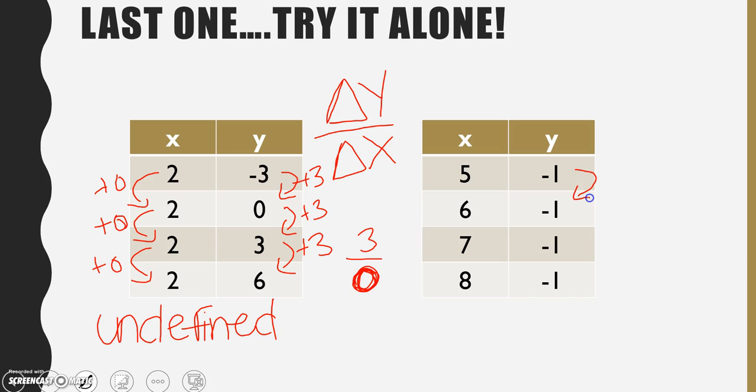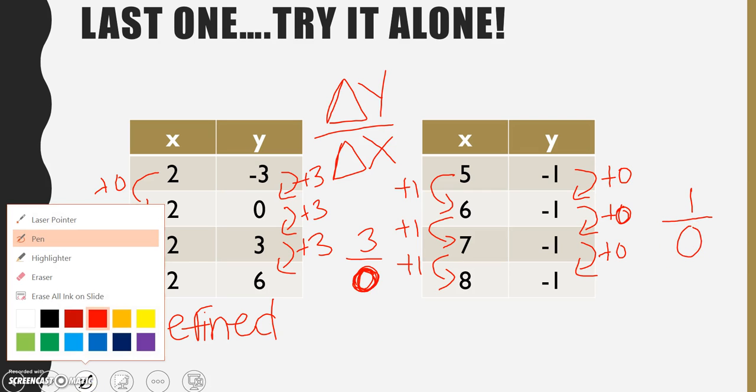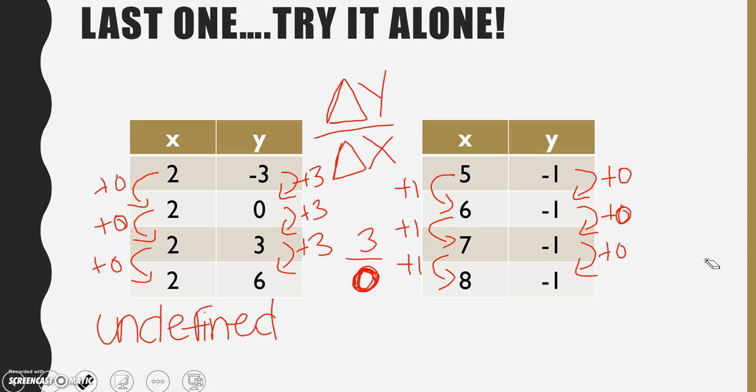All right, on number 2, if we look at our change in y, our y values are not changing, so we're adding 0 each time. Now, don't jump to undefined, because last time our y values were changing. This time our x values are changing, but our y values are not. So these two are not the same. All right, the change or difference in our x values, we're adding 1 each time. So our change in y divided by our change in x. Now, what is 0 divided by 1?